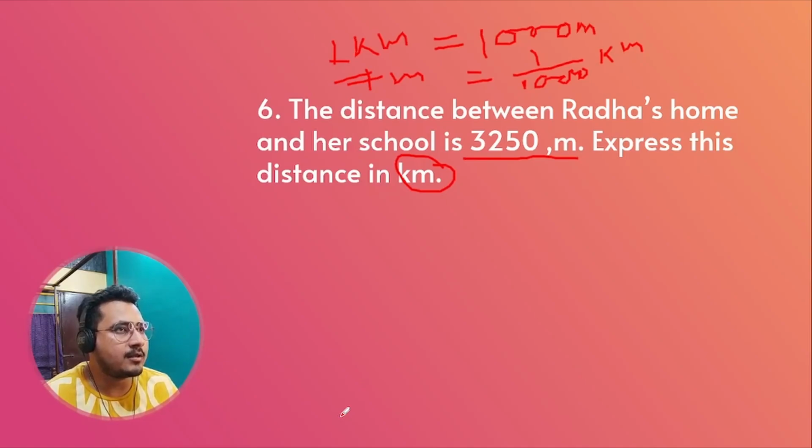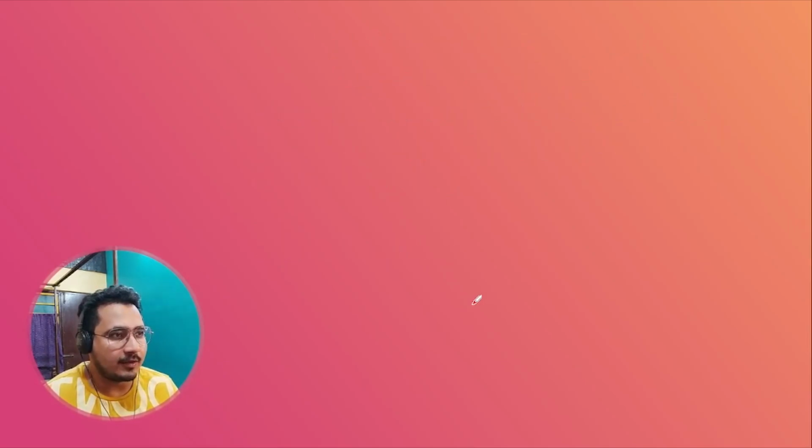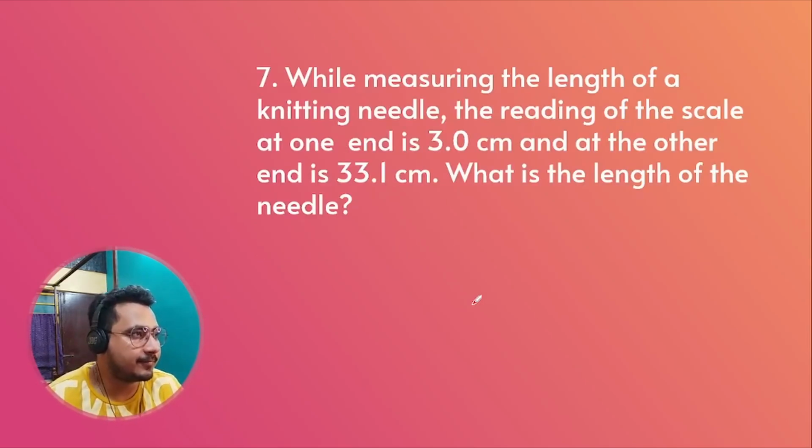Now you understood why you have to divide it? Because the meter is the smaller unit, and you have to convert into a larger unit. To convert into a larger unit, you need to divide the value, right? And for that you have to divide it with 1000. So let's look at the answer. Obviously, 3250 divided by 1000 is 3.25 kilometer. You got that answer, right? Yes. Next question.